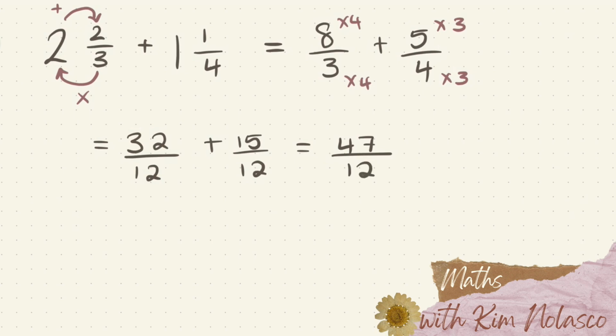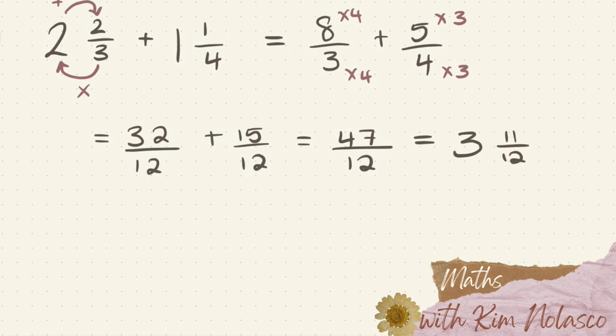You can either leave it like that or you can write it back into a mixed number. So we need to think how many 12s go into 47. Now it's going to be 3 with 11 left over. Okay, so the final answer is 3 11/12.